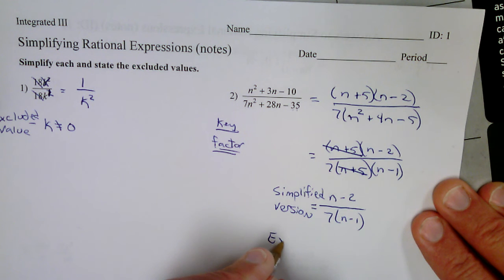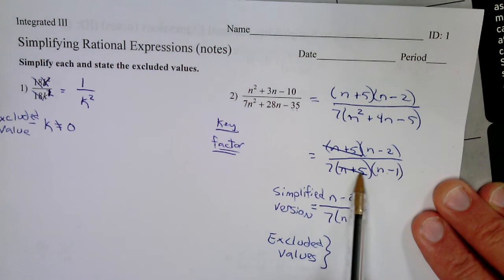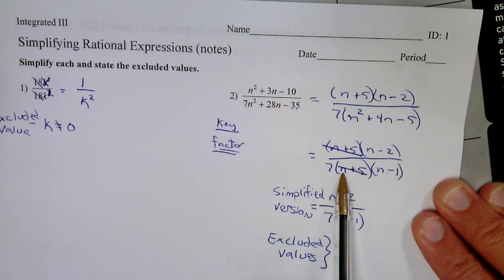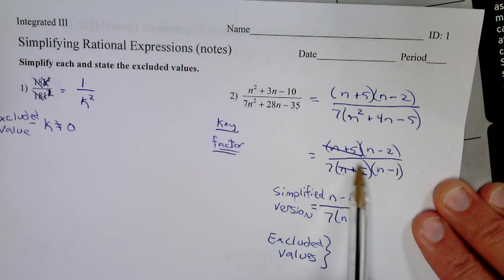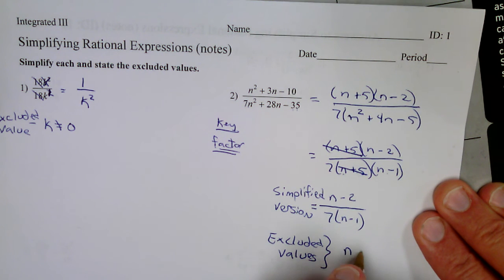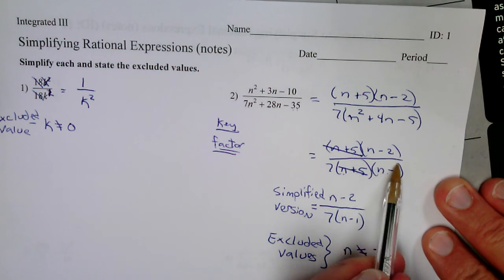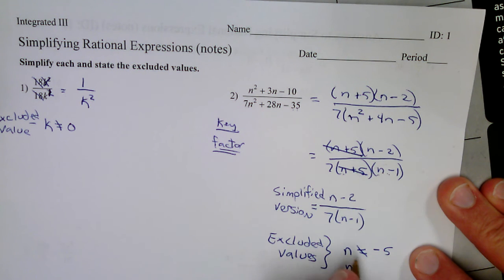Okay, and our excluded values. Our excluded values here, we've got to go all the way back up to where we had it factored, because we see that if I put a negative 5 in for n here, this becomes 0. And 0 times 7 is 0, and 0 times whatever this is would be 0. So one of the excluded values is n cannot equal negative 5. And over here, if n happened to be a 1, that means that this would become 0. So n cannot equal positive 1.